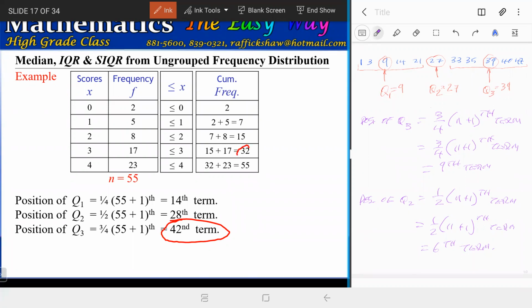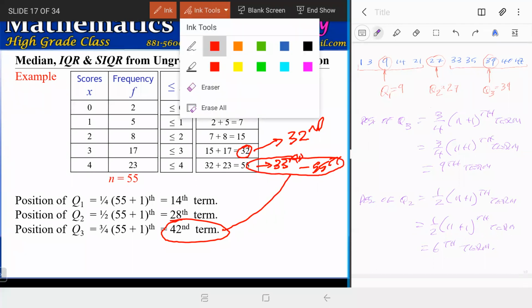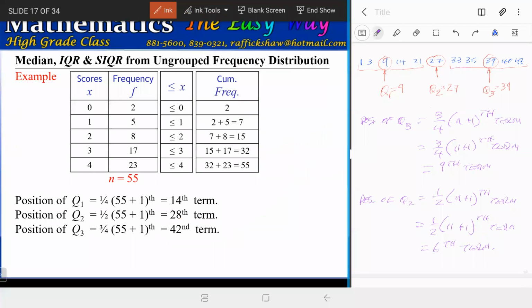Good, because this one finishes at the 32nd term. This one goes from the 33rd to the 55th term. So if you want the 42nd term, it's in this group. Right? So therefore, what is the 42nd term? It's a 4. The 42nd term is in here and it is a 4.